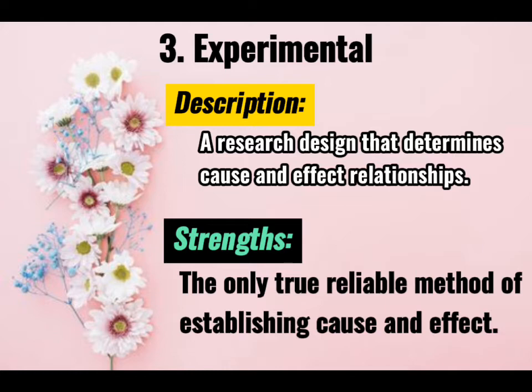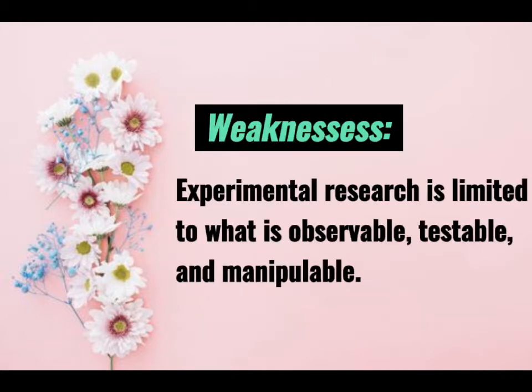So, an experiment is similar to correlational, but correlational doesn't touch any experiment. Correlational is only quality. Experimental is more on quantity, remember that. As for weakness, experimental research is limited to what is observable, testable, and manipulable.